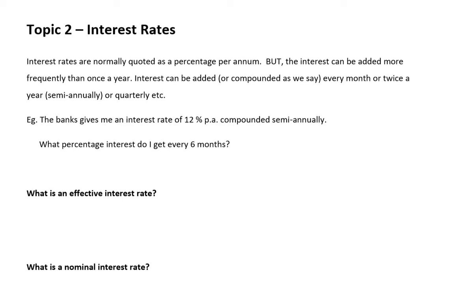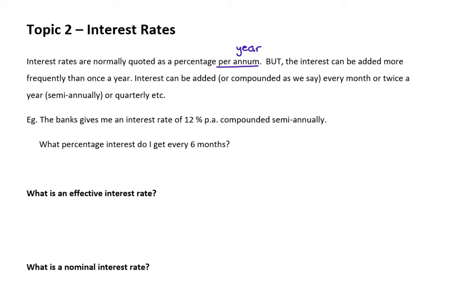This video is on the second topic within financial maths, and this is when stuff starts to get a little bit more interesting. So we're going to look at interest rates and what happens in reality. Interest rates are normally quoted as a percentage per annum. That's true in real life. If you go to a bank, or make an investment, or take out a loan, generally they will quote you an interest per annum, which is per year. But the reality is that doesn't mean that at the end of the year you get 12%. That's not how the real world generally works.